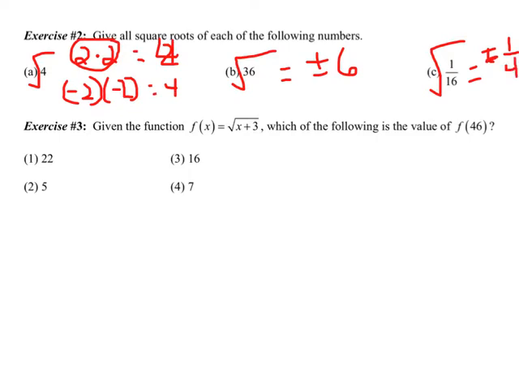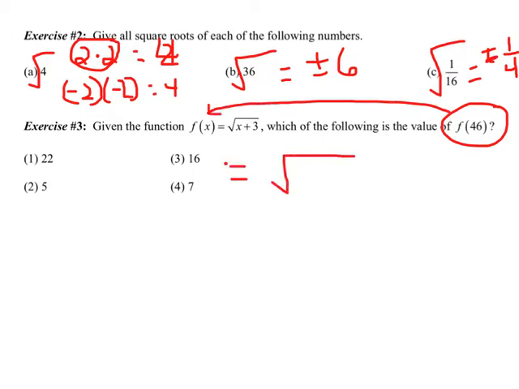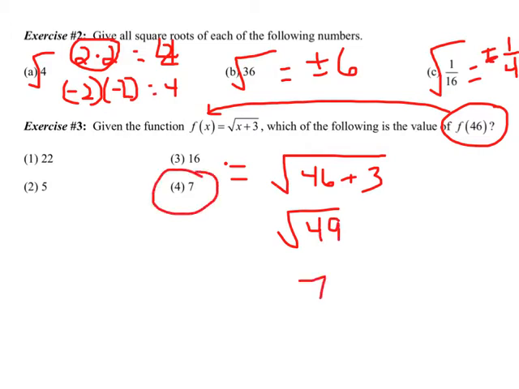Exercise 3, you should be getting used to this all the way along this year. You've got an input case here. What's f of 46? They want you to plug it in and find the output. Remember substitution, put it in right there, so it's real easy. You're taking the square root of 46 plus 3. Well, what is 46 plus 3? It's 49, and what number times itself is 49? It is 7. So there's our answer, choice 4. So don't be afraid of those. Moving on to exercise 4.